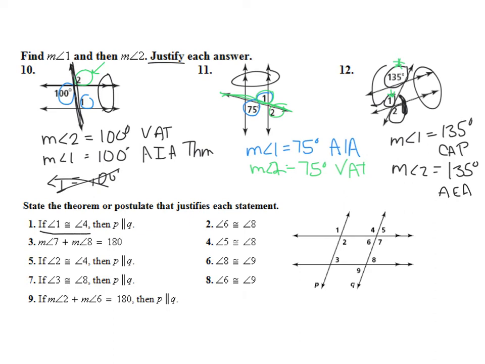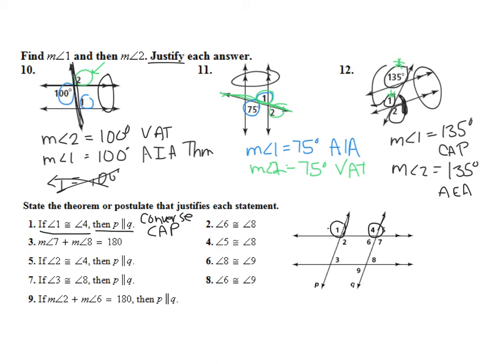If the angles are congruent, then the lines are parallel. So with respect to P and Q, angle 1 and angle 4 are corresponding angles. But because it's giving me if the angles are congruent, then the lines are parallel, this is the converse of the corresponding angles postulate.